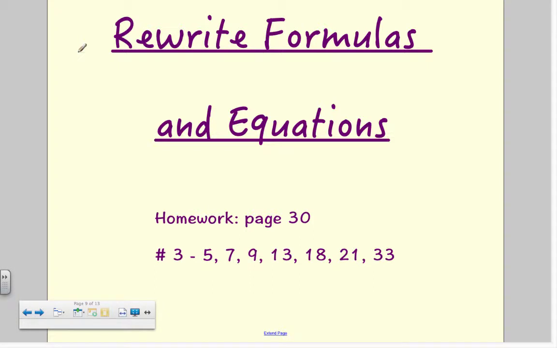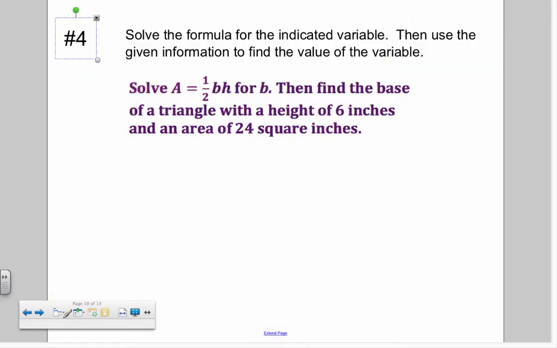Okay, today we are rewriting formulas and equations. This is your homework from page 30, and I'm going to be doing two problems from the homework. First problem is number 4. Solve the formula for the indicated variable, then use the information to find the value of the variable.